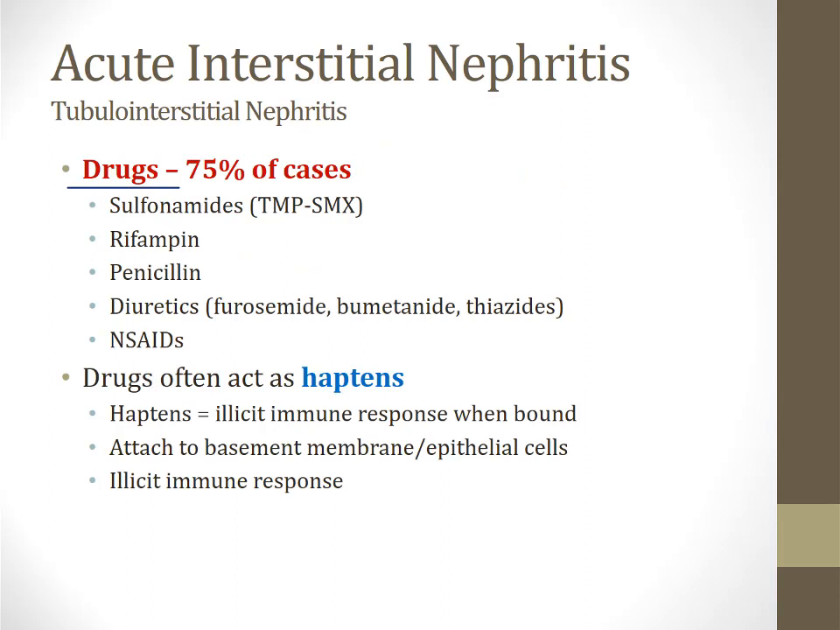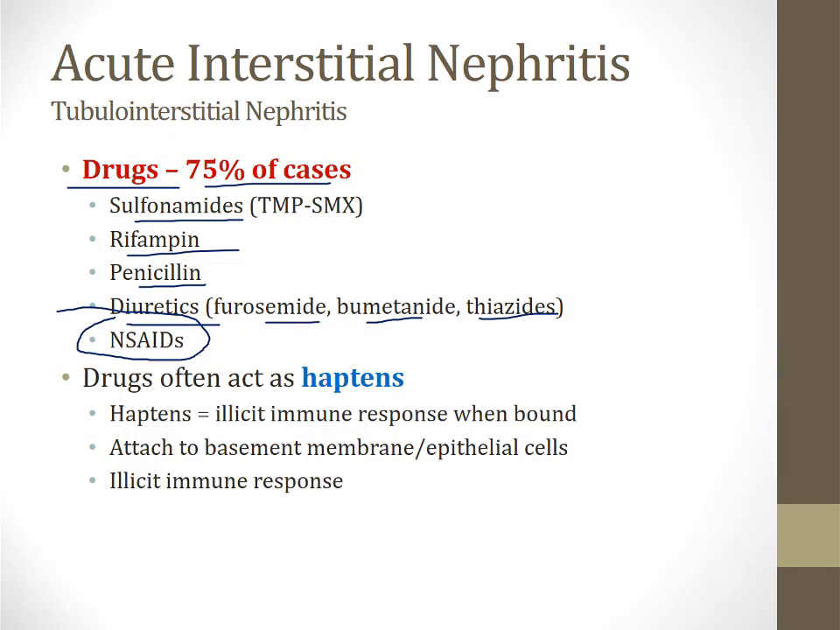Drugs are the most common cause of interstitial nephritis. They cause about 75% of cases. Some of the drugs that classically do this are listed on this slide. Sulfonamides can do this. Rifampin and penicillins may cause interstitial nephritis. Some diuretics may cause interstitial nephritis, like furosemide, bumetanide, and thiazides. And then finally, nonsteroidal anti-inflammatory drugs can cause acute interstitial nephritis.